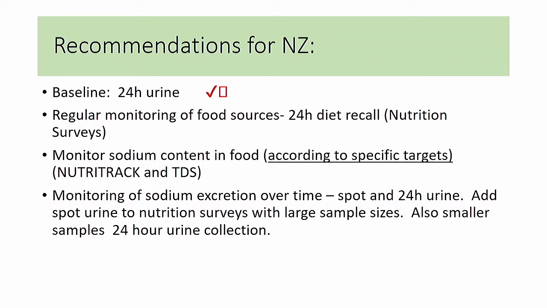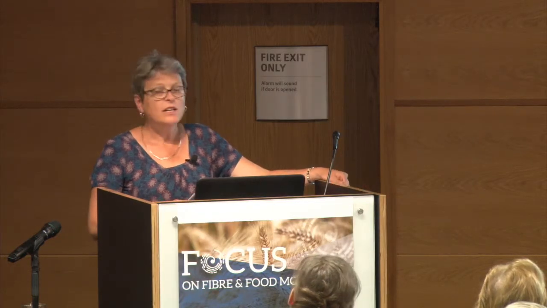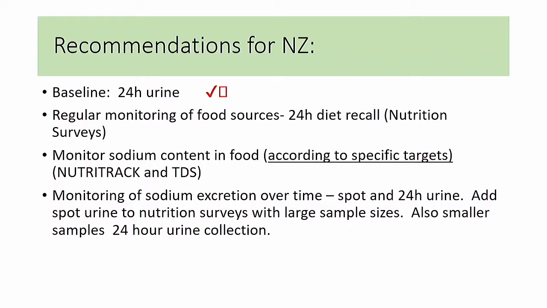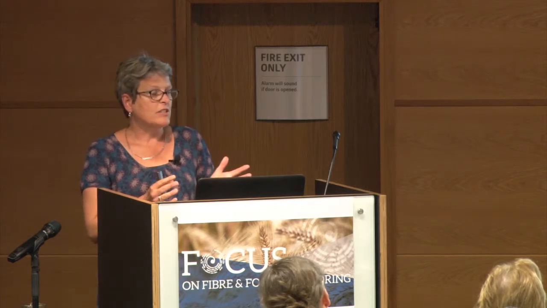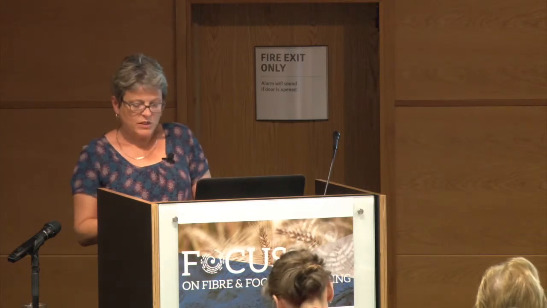And the University of Auckland has this lovely NutriTrack database that is perfectly suitable for doing this, and the Total Diet Survey is also a suitable avenue for doing this sort of work. And we need to monitor sodium excretion over time. I think the best approach would be to add spot urine to large nutrition surveys, but to periodically do smaller samples of 24-hour urine collection so that we can answer the range of questions. What is the mean? What's the proportion above and below the target? Which population groups might be doing better and which populations might be doing worse?